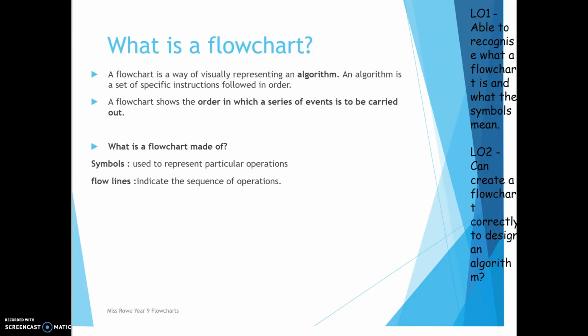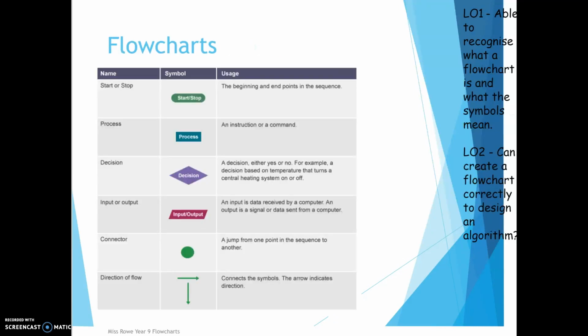I gave you all two handouts just so you understand the various symbols. We'll have a quick look at this one now. I haven't got the second handout on here, but you've got it in your workbooks. Start and stop, process, decision, input and output, direction of flow. They're the ones that you'll be using. So it's the top four and the last one, but it's good to know the connector as well. Make sure you all have this stuck in your books, because we're going to need this next lesson, when you're designing flowcharts.